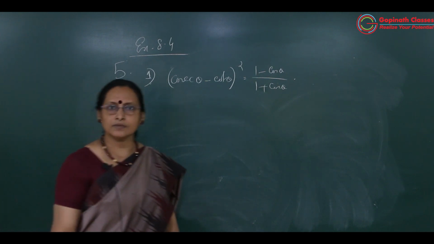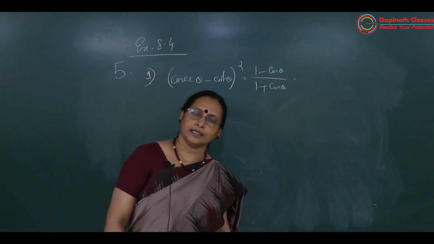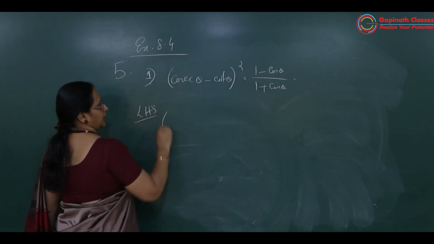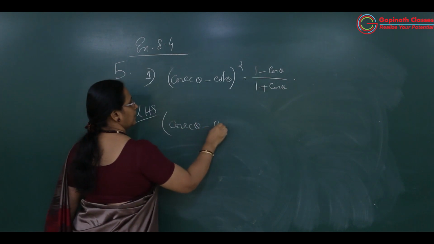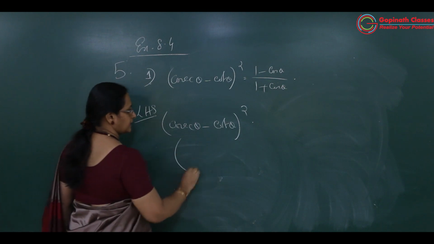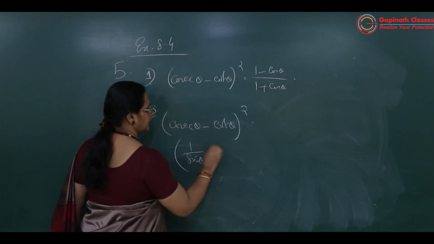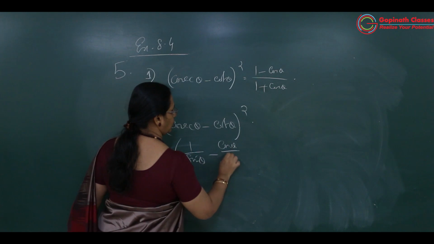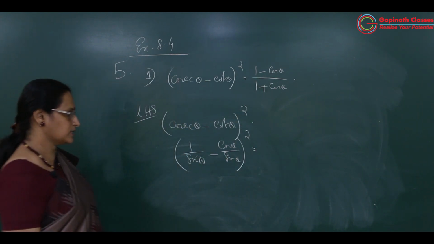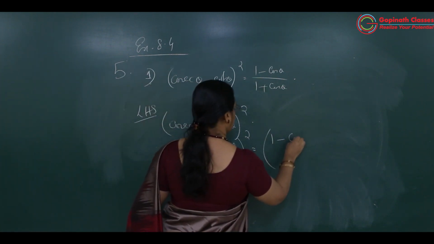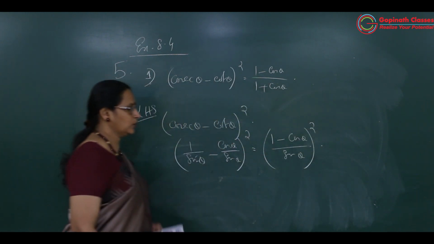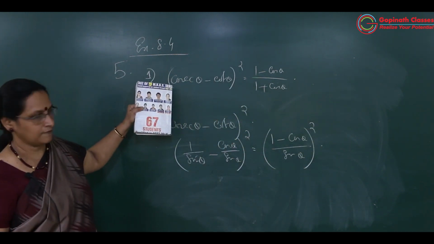As I said, most of the sums you will get if you convert everything in terms of sine and cos. So, let's start with the LHS. The LHS is cosec theta minus cot theta the whole square, and let's use logic. Cosec is nothing but 1 by sine minus cot is nothing but cos upon sine the whole square. Dono ka denominator is same. I am combining it. 1 minus cos theta upon sine theta the whole square. Hope you are clear.